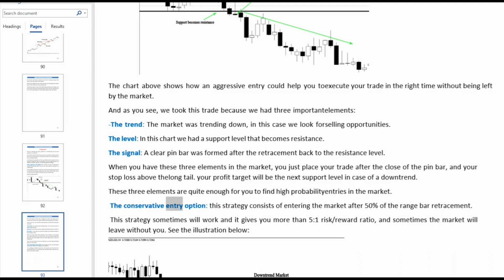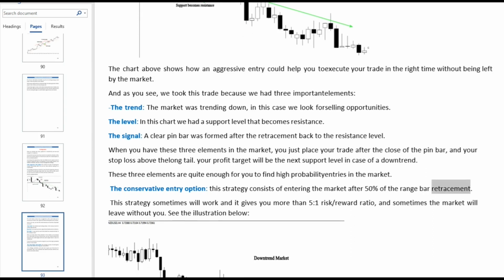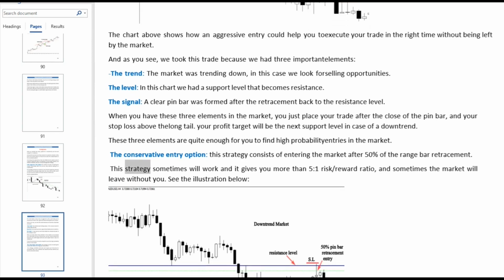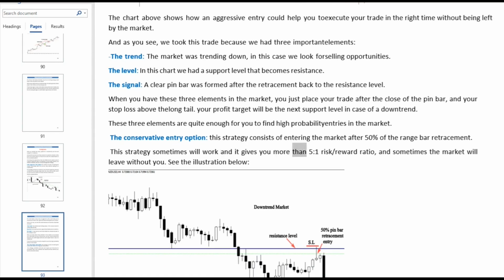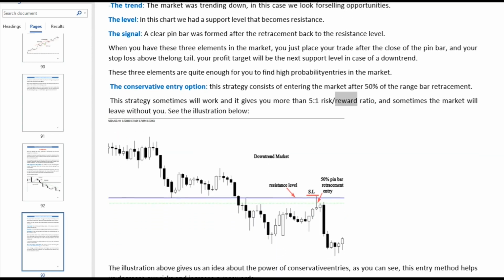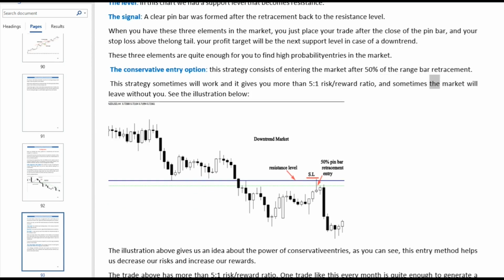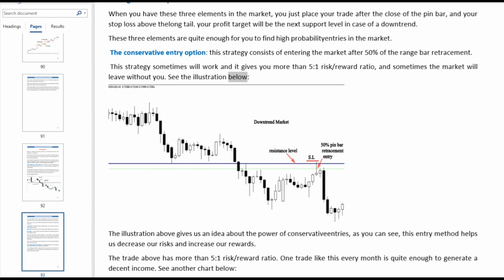The conservative entry option. This strategy consists of entering the market after 50% of the range bar retracement. This strategy sometimes will work and it gives you more than 5:1 risk/reward ratio, and sometimes the market will leave without you. See the illustration below.